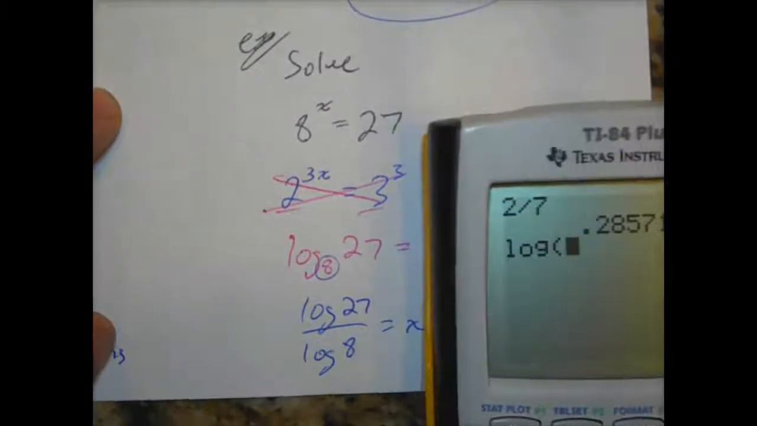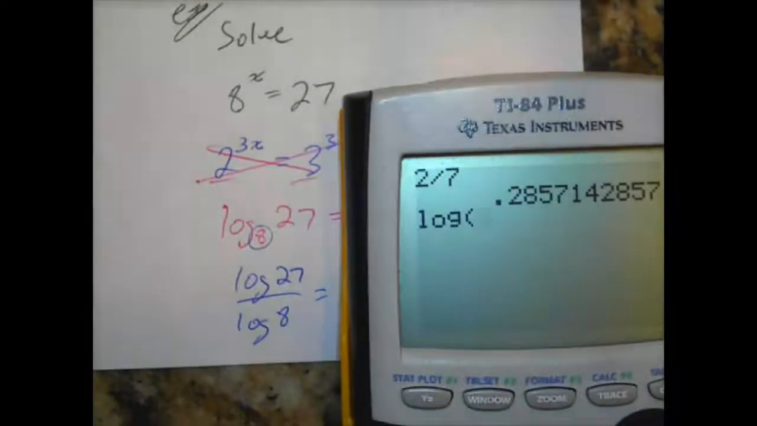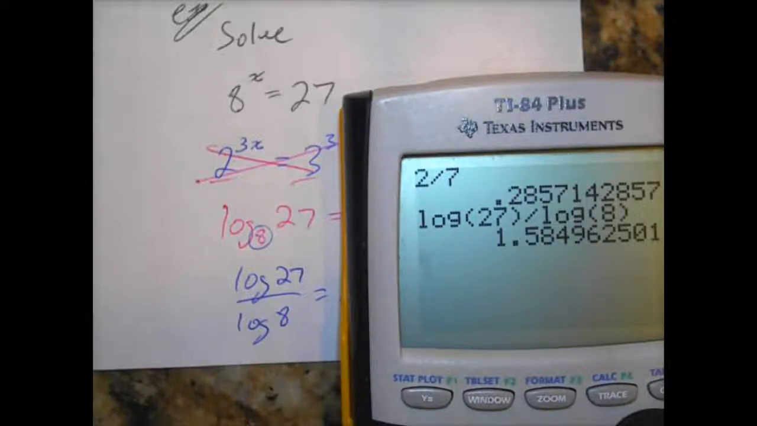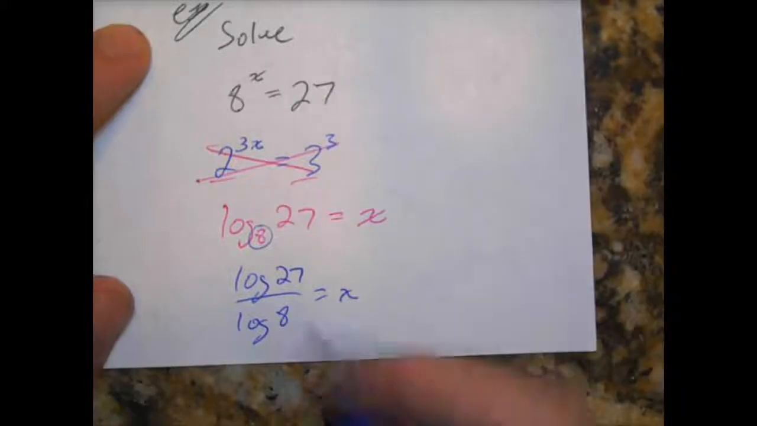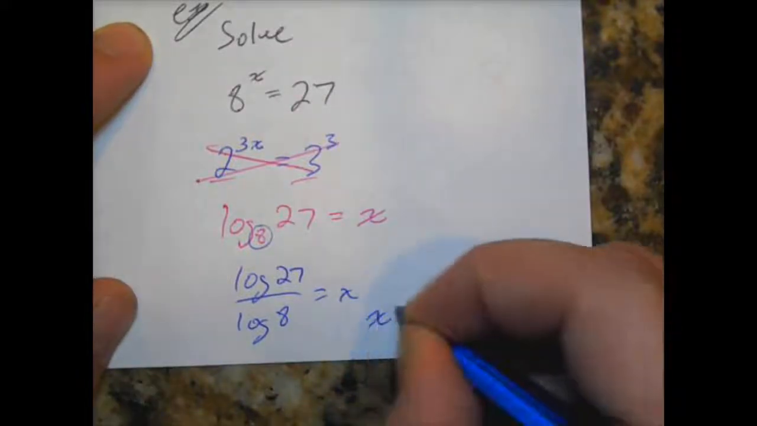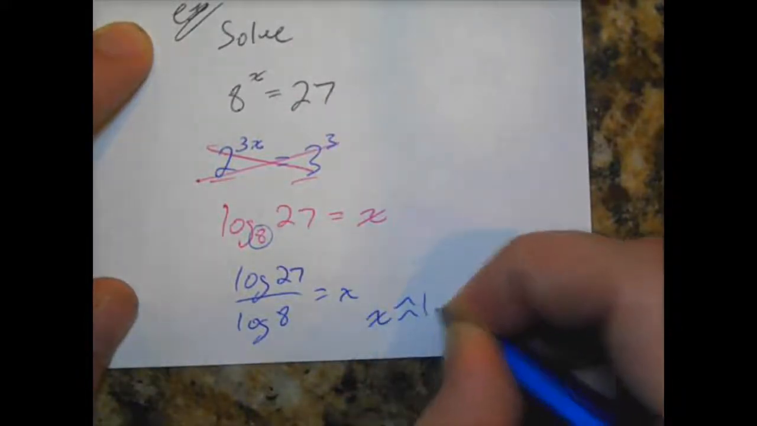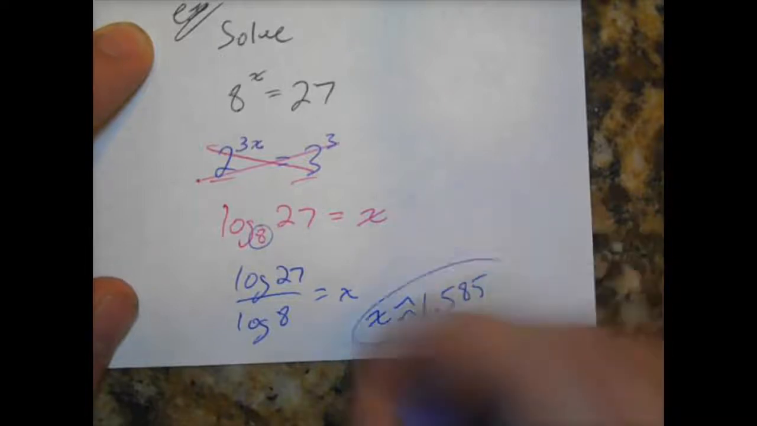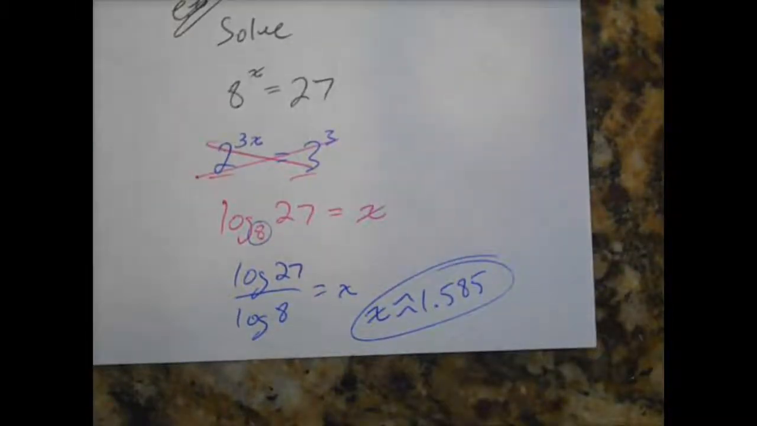So now when I type in my calculator, I can do log 27, close your parentheses, divided by log 8, and my answer will be 1.585. And that's it. So x is approximately 1.585. That's what I'll be looking for on those.